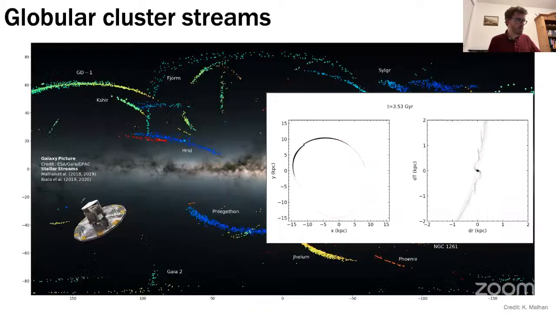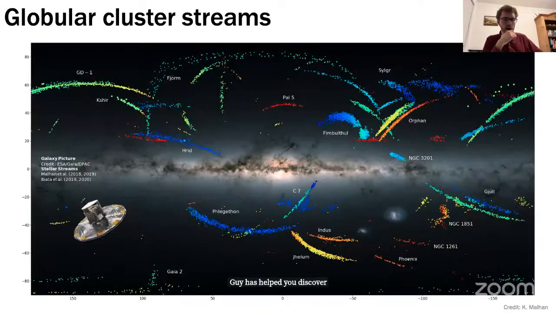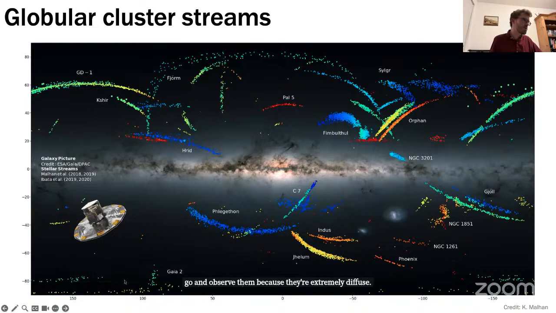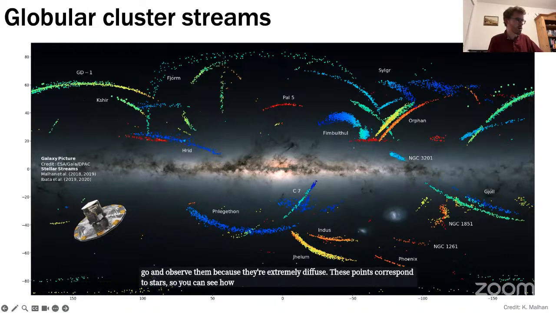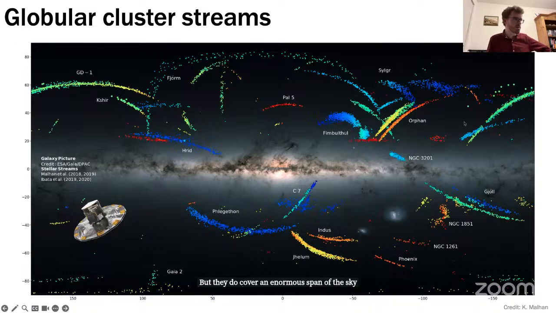Gaia has helped to discover, I think, well over 100 of these now in the Milky Way. So sadly, you can't go and observe them because they're extremely diffuse. I think these points correspond to stars, so you can see how few stars there actually are. There's such a low density. But they do cover an enormous span of the sky, so many tens of degrees in some cases.